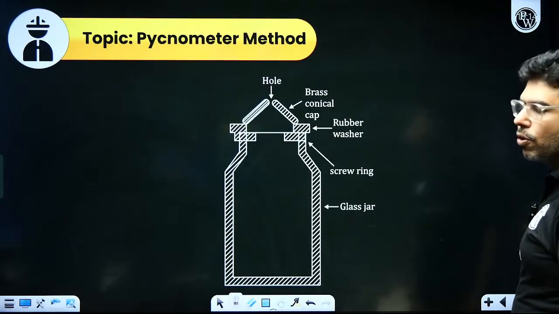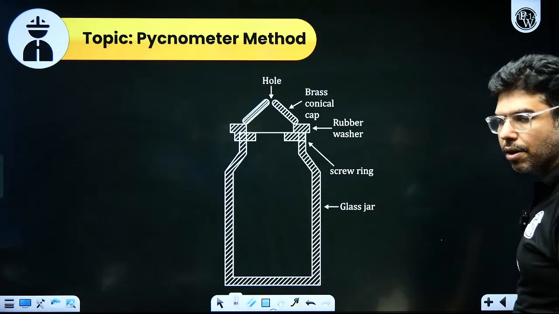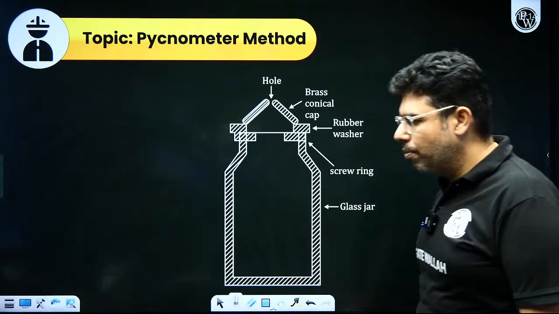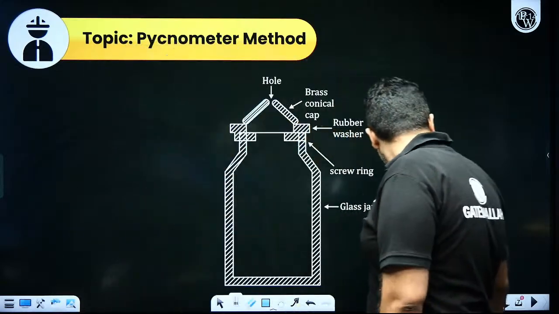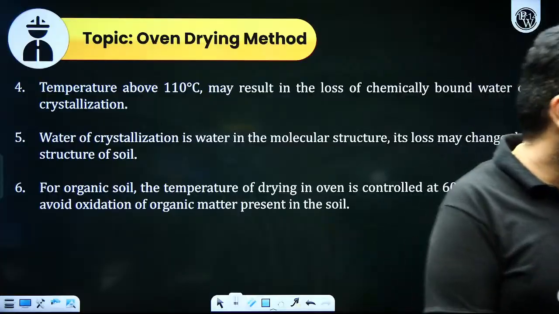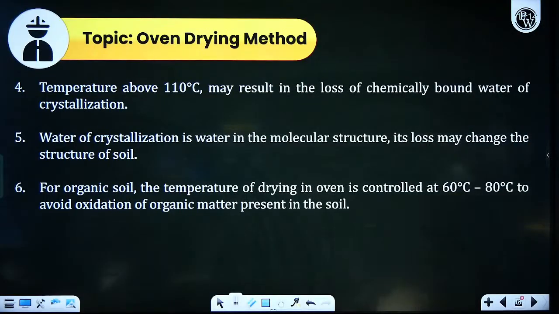Now let's talk about the pycnometer method. So what is my pycnometer method? Let us see this pycnometer method. Is it clear till here? Please see till here. If you have any doubt, please ask me. Then I will proceed towards the next method. That is the pycnometer method. Okay.